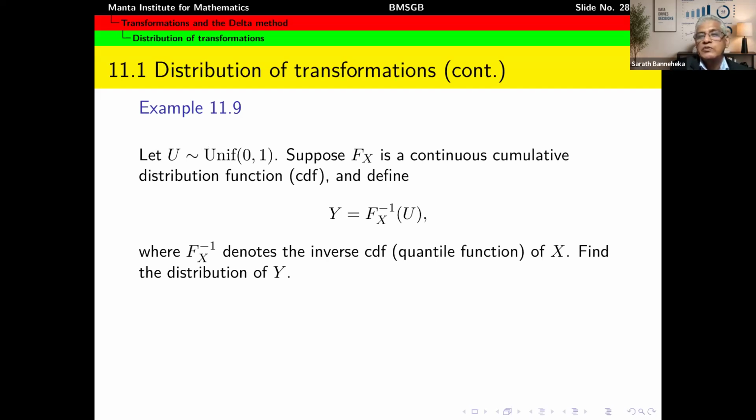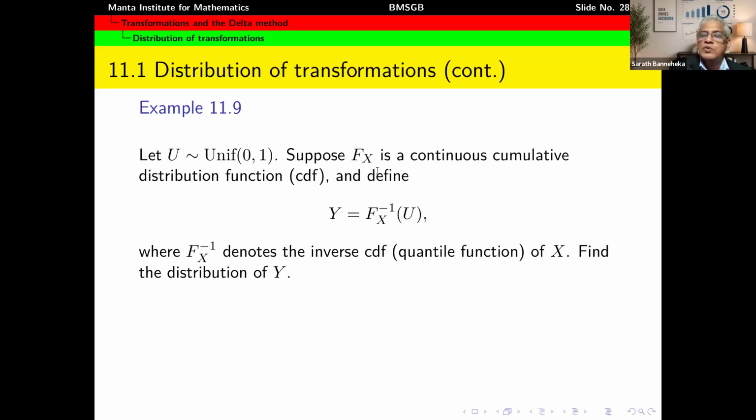So that is the importance of this particular result. It's very useful. Accordingly, starting with uniform 0, 1, you can get data from any distribution you want, as long as you know the cumulative distribution function of the distribution from which you want the data.